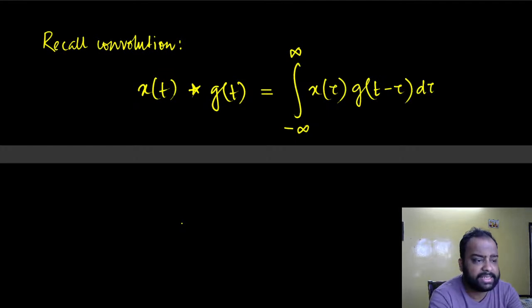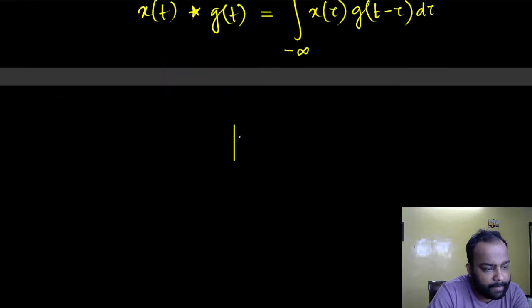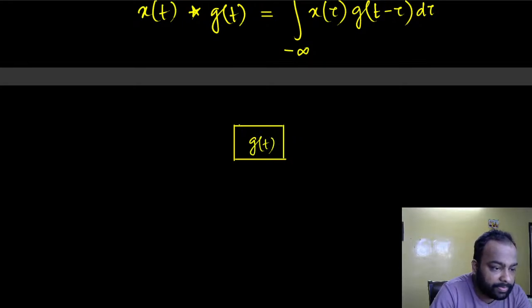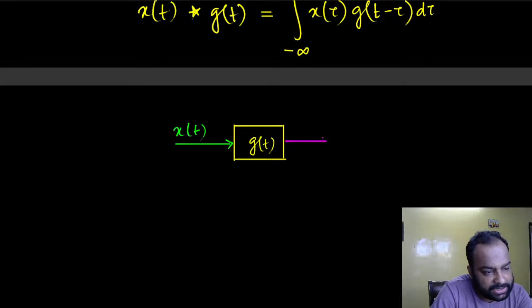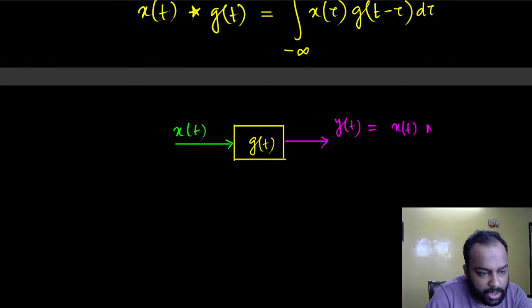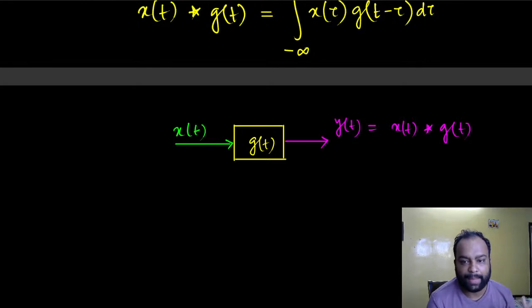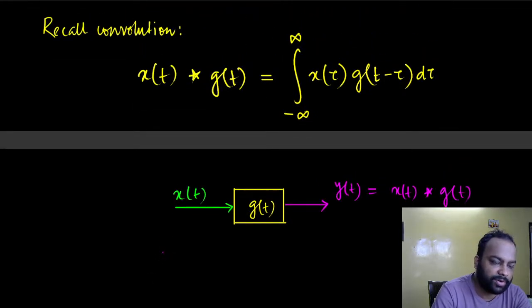Essentially, if I have a system whose impulse response is g(t), and I excite the system with an input x(t), then the output of the system, y(t), would be x(t) convolved with g(t). Now, of course, if I take the Laplace transform of everything, this becomes a multiplication in the Laplace domain. This also happens in the Fourier transform.